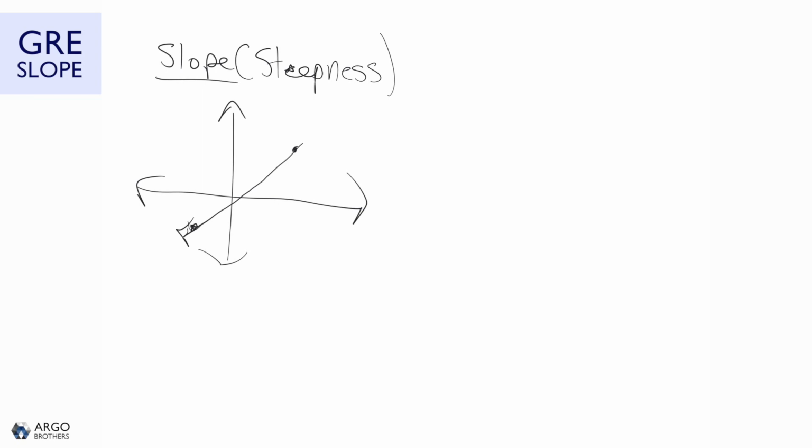So in this case, we check what the line is doing from left to right. From left to right, this line is increasing in y. It's going up, which means that it has a positive slope. It has a steepness that is positive. Think of it as an upward hill. How do you find this steepness or this slope? Well, we represent it by m, and it's rise over run.